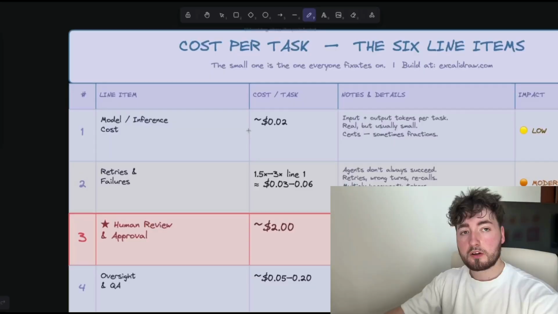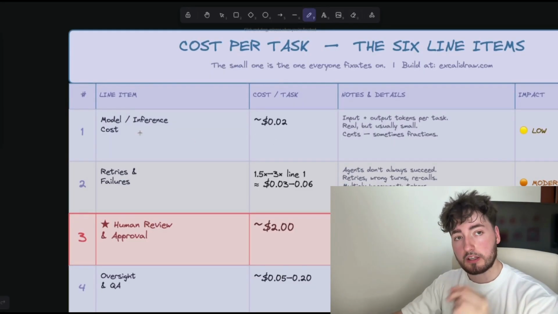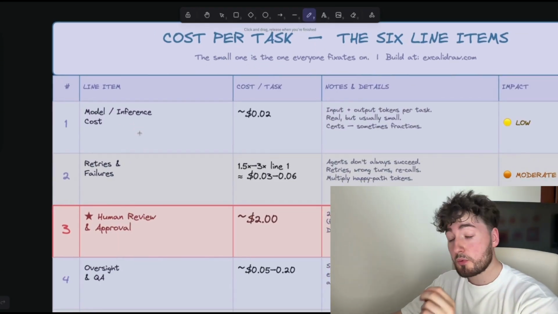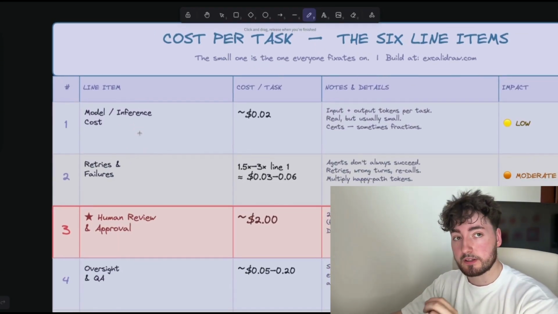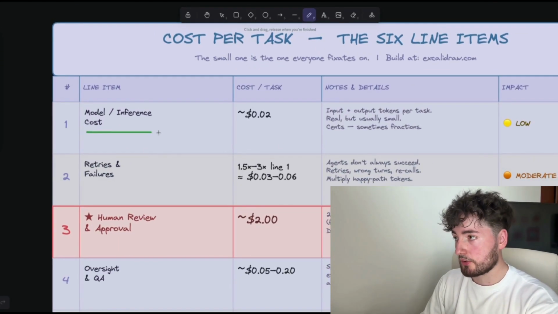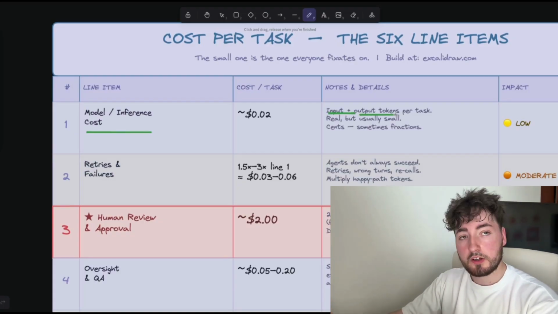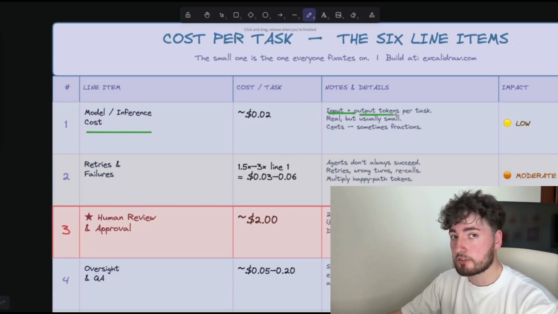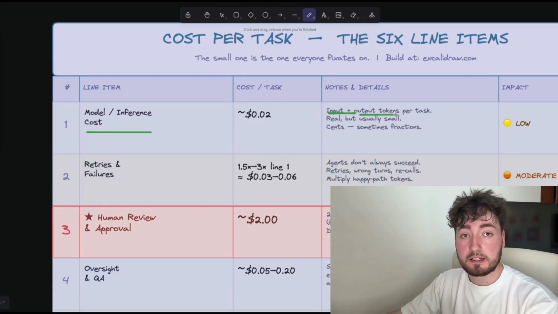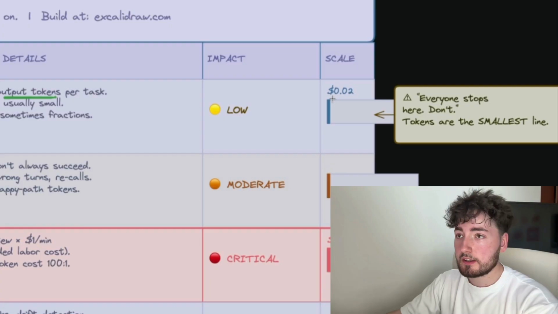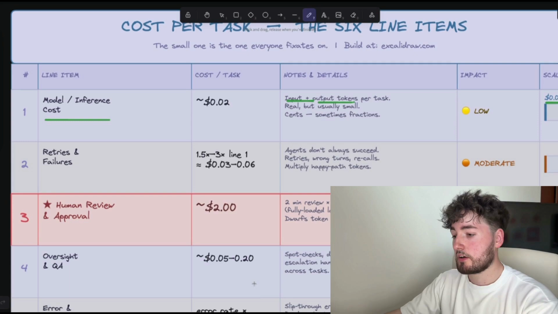So let's calculate it. Cost per task has 6 line items. Watch how the small one is the one that everyone fixates on. The first one is the tokens. This is the input plus output per task. It's real, but usually small. For typical text tasks, we're usually talking about a cent, maybe even sometimes a fraction of that. Let's say 2 cents a task. Everyone stops here, don't.